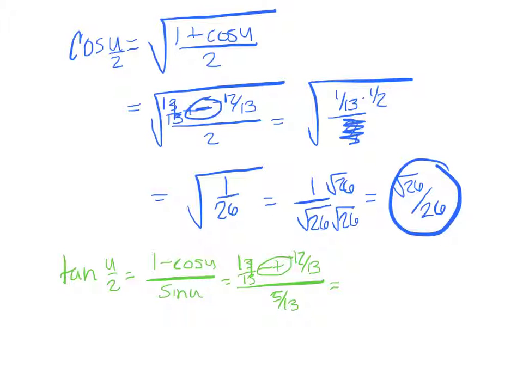Can you cancel 13s early? No, don't until this point. It's just too confusing. You could make a mistake. So then the 13s cancel out, so you get 25 over 5, which is 5.